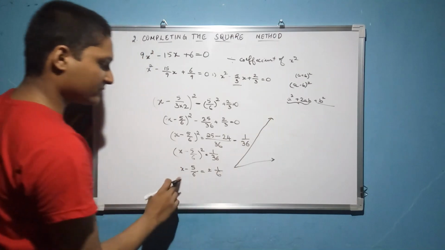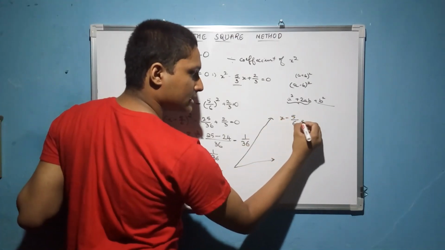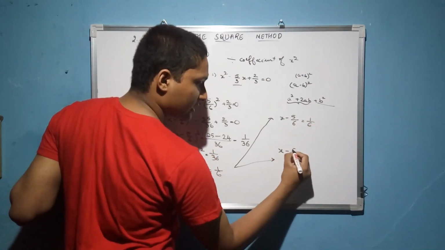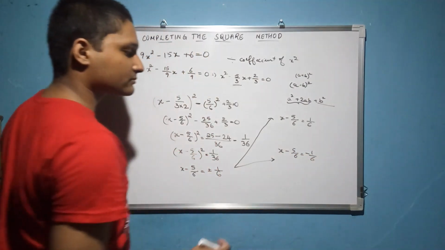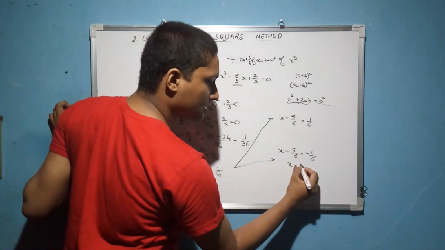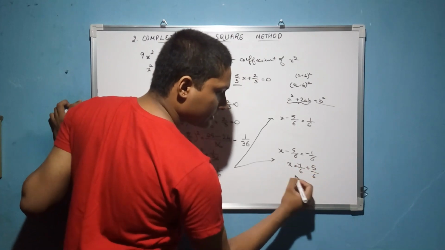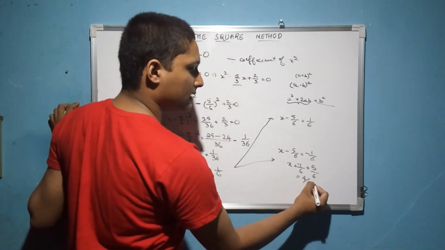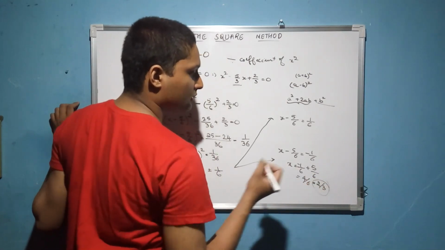So the first one is x minus 5 by 6 is equal to 1 by 6. The second one was x minus 5 by 6 is equal to minus 1 by 6. Now this 5 by 6 I'll take it to the right hand side. This becomes x is equal to minus 1 by 6 plus 5 by 6. That is going to become 4 by 6, or I can write it as 2 by 3. Okay, 2 by 3 is one of the answers.